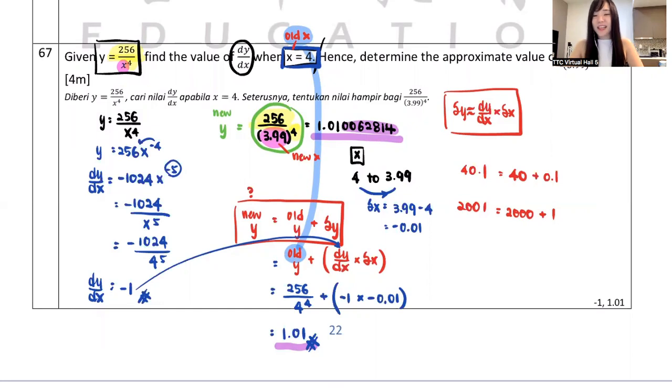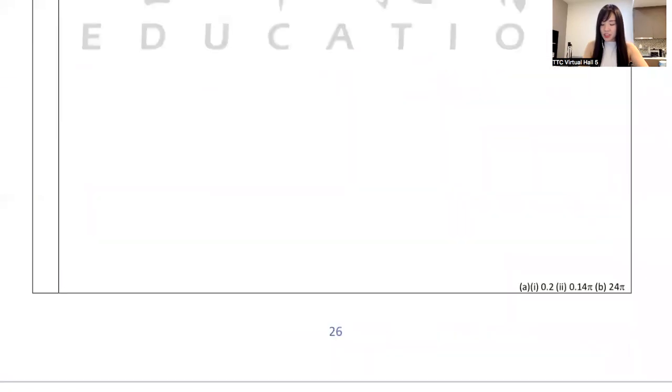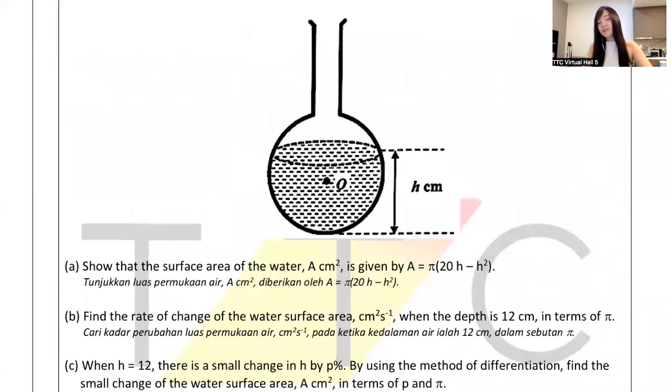Why suddenly everyone like cannot already, my dear? Can. Good. Let's move on lah. 5, 4, 3, 2, 1. Done. 73. Let's jump to 73.